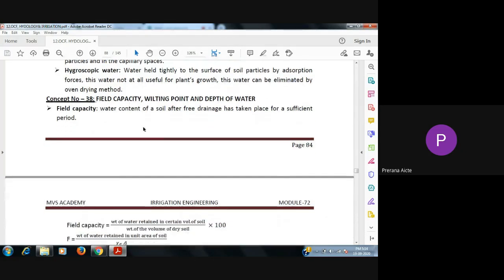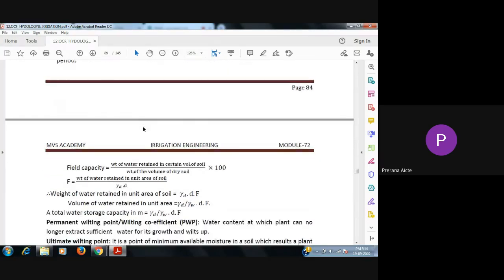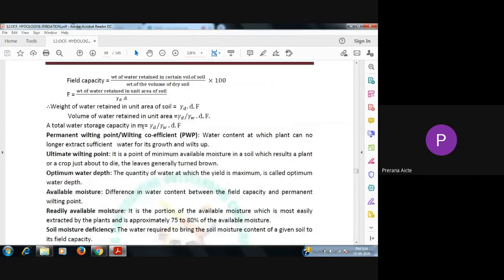These three are also very important: field capacity, permanent wilting point, and depth of water. What is field capacity? It is the water content of the soil after free drainage has taken place for a sufficient period. Field capacity equals the weight of water retained in a certain volume of soil divided by the weight of the dry soil, into 100. It's also an important formula.